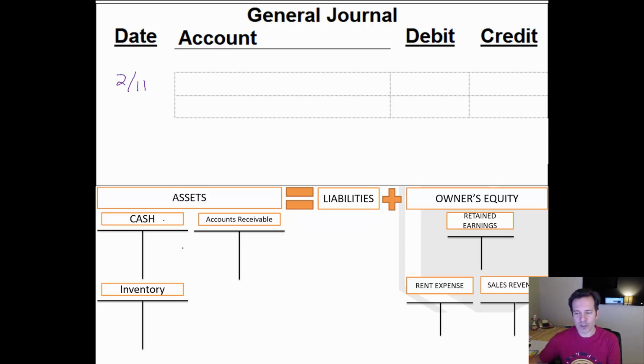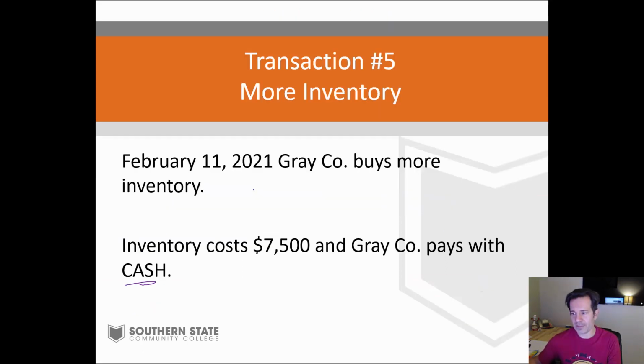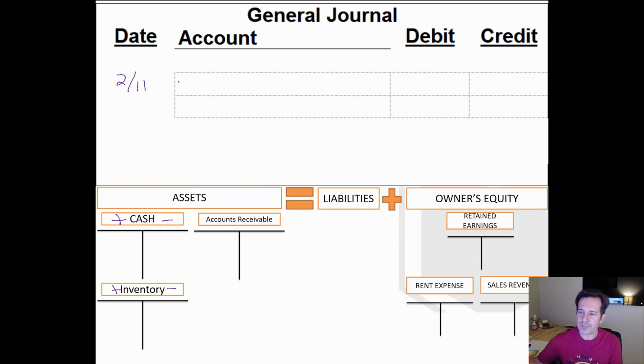If you look, both of those accounts are on the asset side of the accounting equation on the left-hand side. That means they go up on the debit or left-hand side, and they go down on the credit side. One account is going to go up. We're getting inventory. Cash is going to go down because we had to pay cash in order to get the inventory. $7,500. So here comes our inventory. $7,500. Cash goes down.